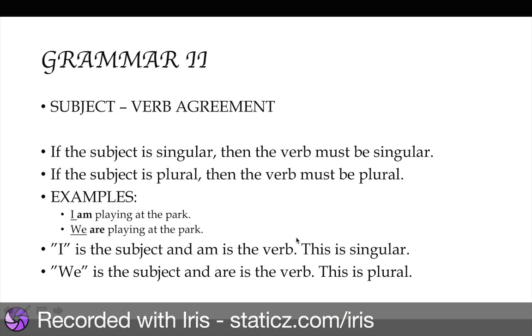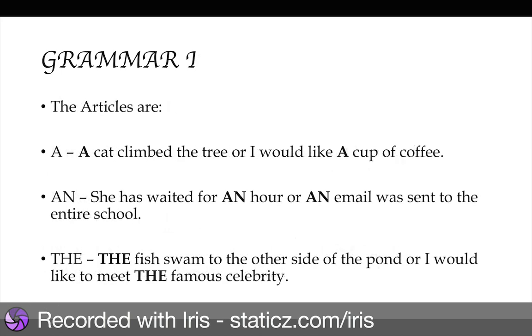So to review back to the beginning, the articles were a, an, and the. So a can be in sentences like, a cat climbed a tree, or I would like a cup of coffee. An can be in sentences like, she has waited for an hour, or an email was sent to the entire school. The can be in sentences like, the fish swam to the other side of the pond, or I would like to meet the famous celebrity.